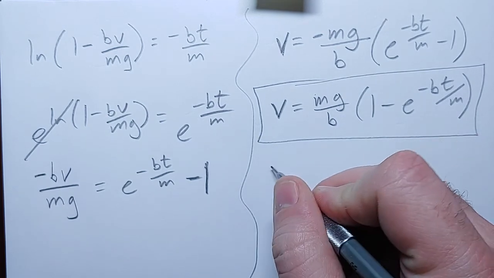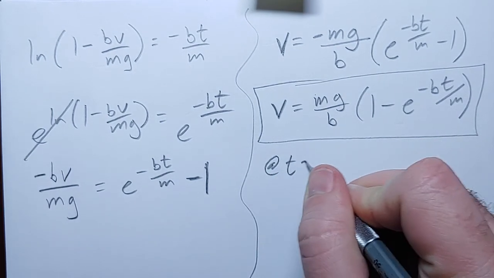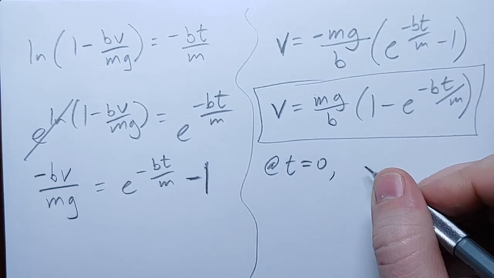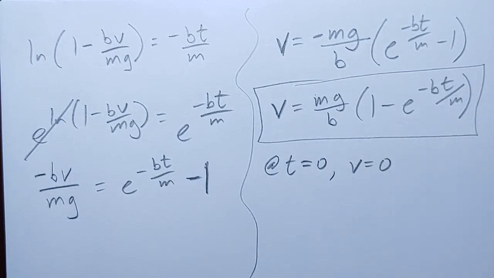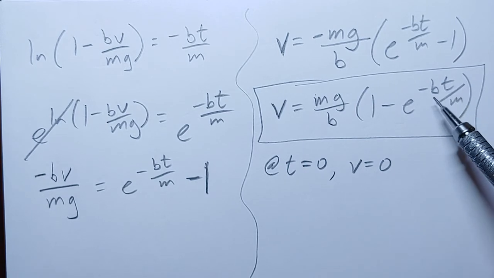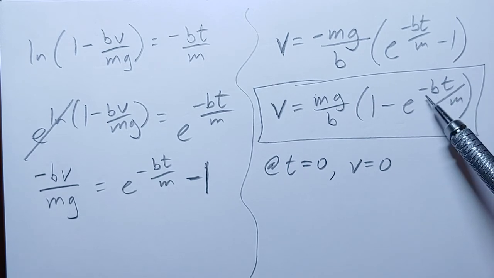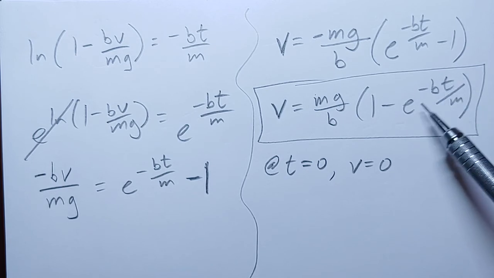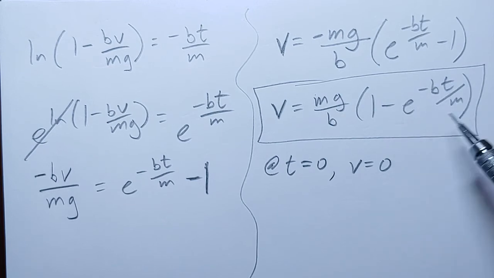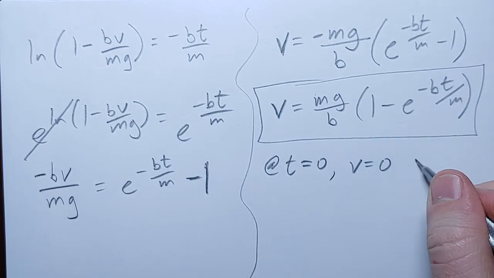So we know that at time equals 0, our skydiver has just jumped out of the airplane, and so our velocity should be 0. Well, let's see if that works. So if the time is 0, we get e to the negative b times 0, so e to the negative 0, or e to the 0. Anything to the 0 is 1, and so we get 1 minus 1 is 0. 0 times anything is 0, and so that checks out.